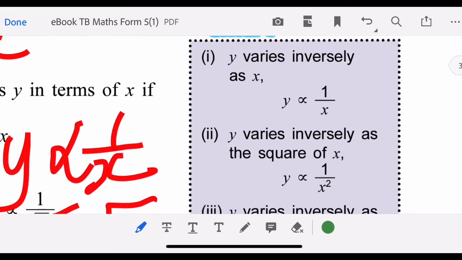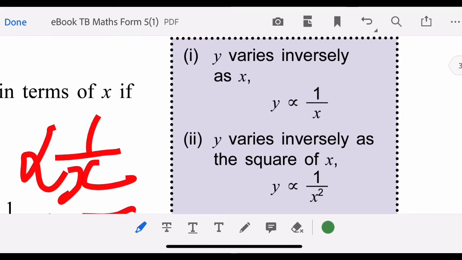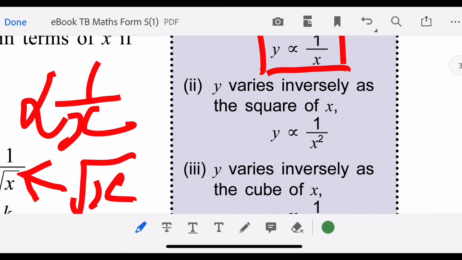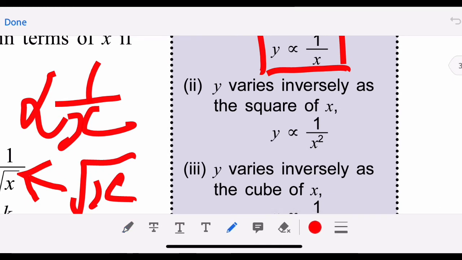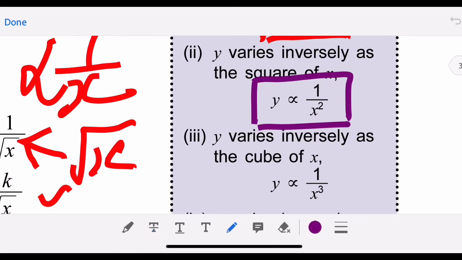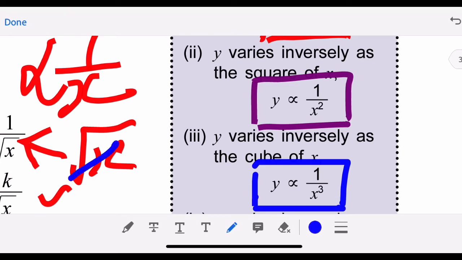So y varies inversely as x. This is how you write it: varies inversely with x. When y varies inversely as the square of x, when you see the square and inverse, it must be at the denominator. And for number 3, y varies inversely as the cube of x. So this is how you learn varies inversely with x squared or cubed.